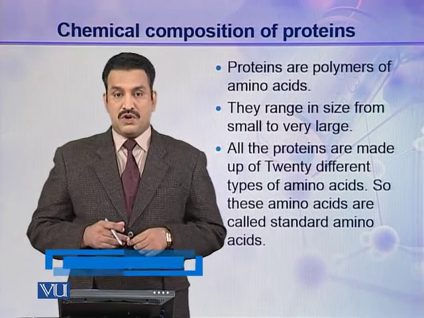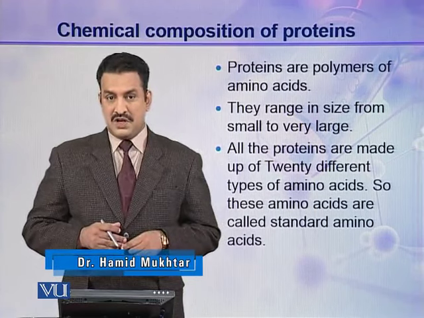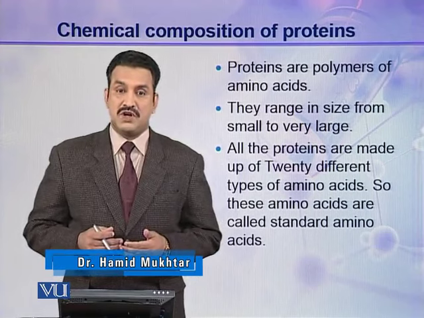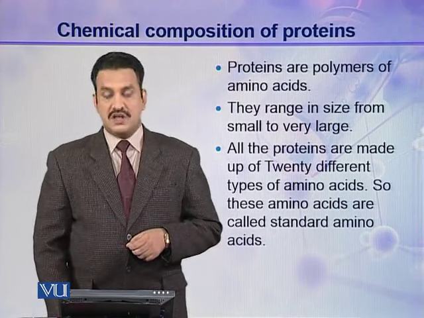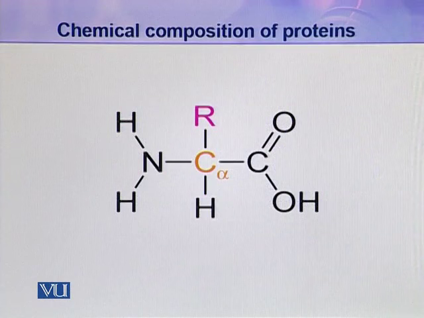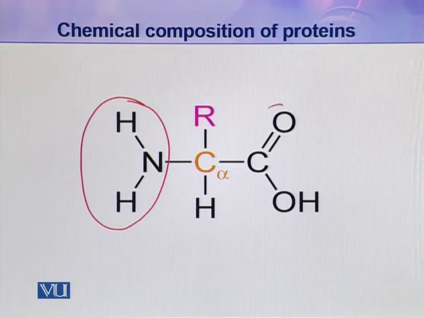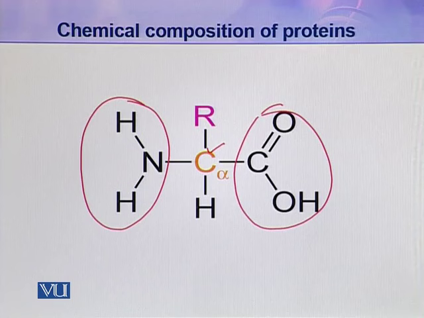All the proteins are made up of 20 different amino acids, and these 20 amino acids are called standard amino acids. Here you can see the structure of an amino acid. In this amino acid there is one amino group and one carboxylic group, and both these groups are attached to a carbon atom which is called alpha carbon. To this alpha carbon one hydrogen is attached and to the other side one R group is attached.